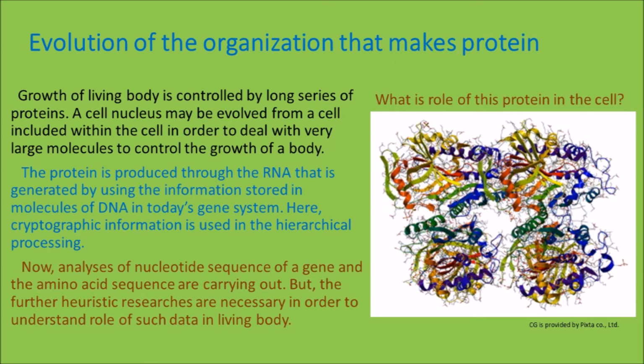The protein is produced through the RNA that is generated by using the information stored in molecules of DNA. In today's gene system, cryptographic information is used in the hierarchical processing. Now, analyses of nucleotide sequence of a gene and the amino acid sequence are being carried out. But, further heuristic research is necessary in order to understand role of such data in living body.